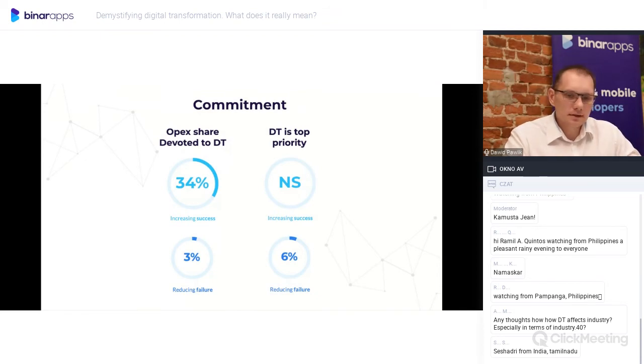You have to be committed. It's a no-brainer. You have to have some OPEX costs, and in order to have a successful digital transformation, you have to make this a top priority. It has your resources, and your people have to be devoted to it as a top priority, as a core organizational priority.